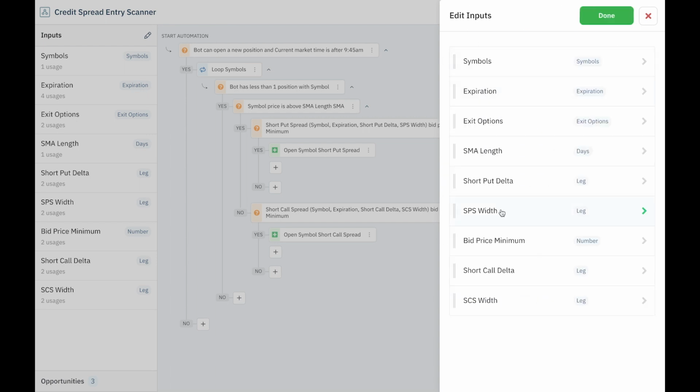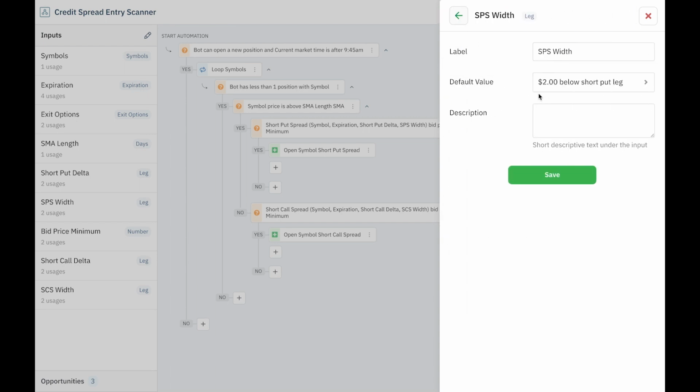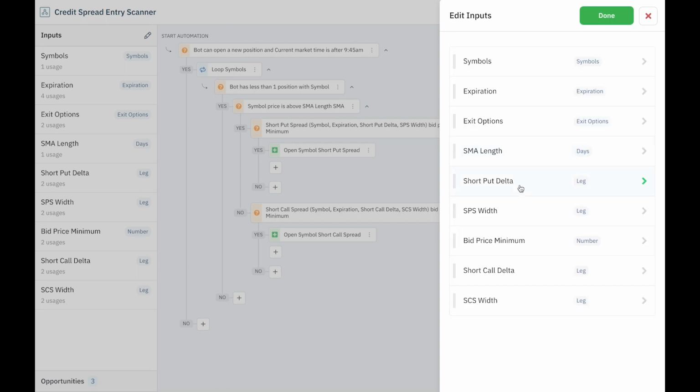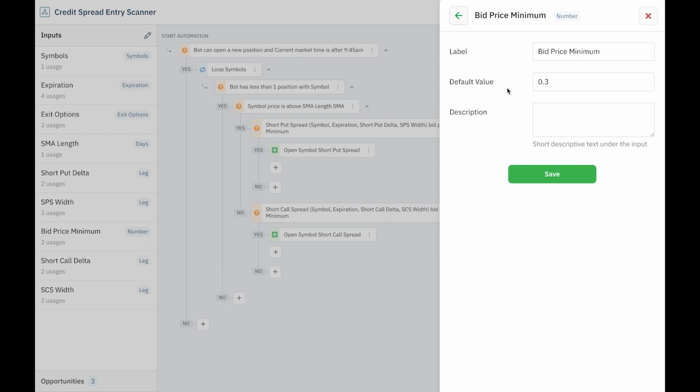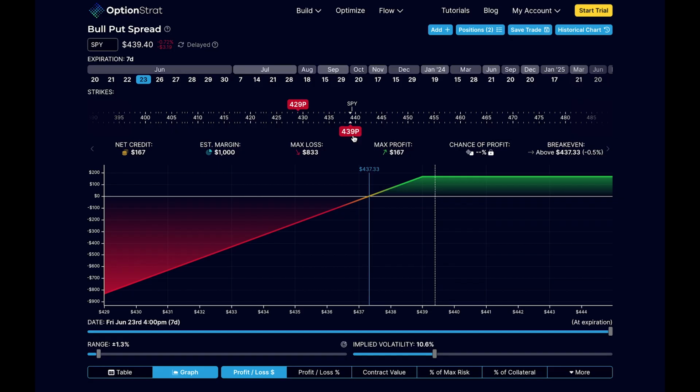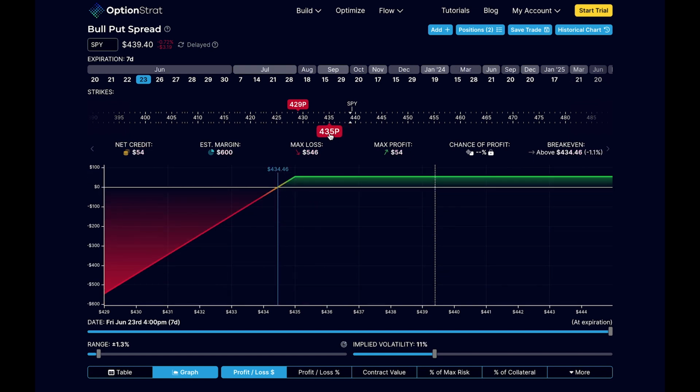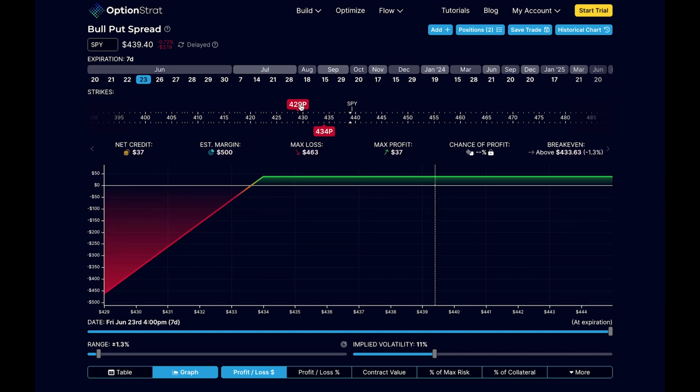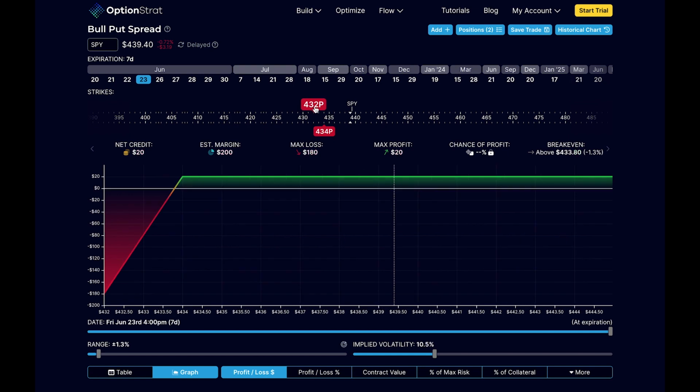Now the short put spread width is just 2 strikes below the short put leg. The other criteria I have here is the minimum price for the bid. And that is going to be 0.3. And then I'll explain that in just a few minutes. So going back to option strat, let's see what this would look like. So with a 30 delta, it's going to be about 5 strikes wide. So let's just say 5 strikes. So 439 will go to 434. And then the long put was just 2 strikes underneath it. That would be 432. So it would look like this.